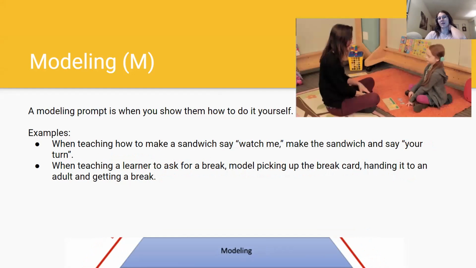In modeling, that just means you do it first and then you give them a chance to do it. So with the sandwich making, you can make the whole sandwich, say watch me, make the whole sandwich, and then say it's your turn, or you can just model one step at a time as well. With a break, model picking up the break card, handing it to the teacher, and getting that break. And then say, okay, your turn, you try, or whatever.